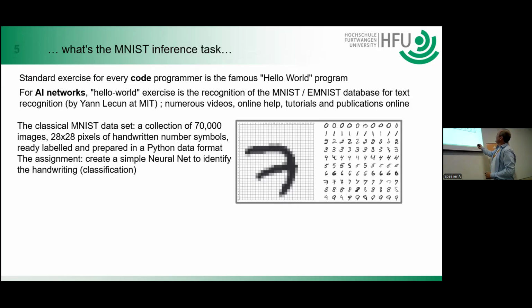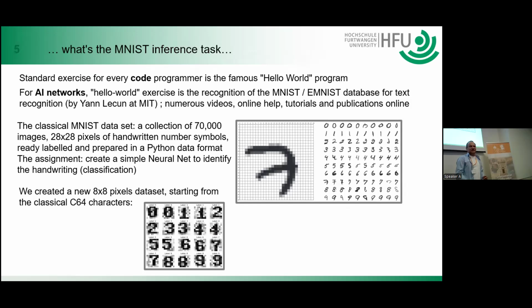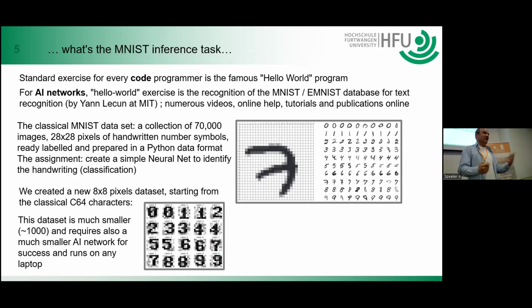To scan these handwritten symbols and put them into a data format which the programming language Python can then actually read. In order to simplify this, and I'm a kid from the 80s, I changed that, and I created a simplified 8x8 pixels data set with the Commodore 64 character set, because then the data set becomes a lot smaller and much easier to handle if you don't have a high-powered computing system at your disposal. So this can run on any laptop exercise.